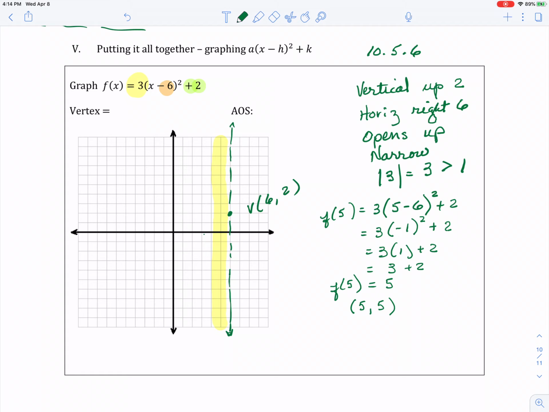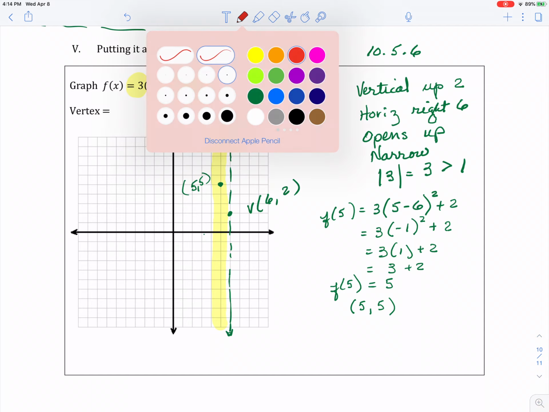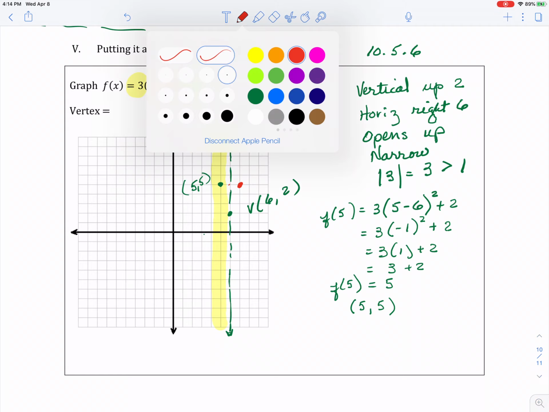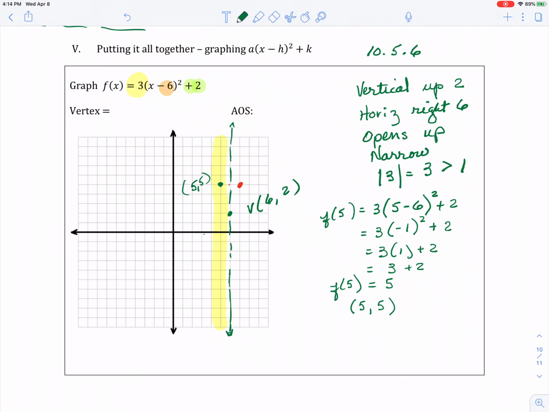1, 2, 3, 4, which is right there. And since I know that we have symmetry, I'm going to go right across this axis and plot a matching point just across that, what I call the fold line, the axis of symmetry. So I can quickly sketch in the parabola. Again, you see it shifted to the right 6, up 2, and it's more narrow because of the multiplier of 3, and it opens up because that 3 is positive.